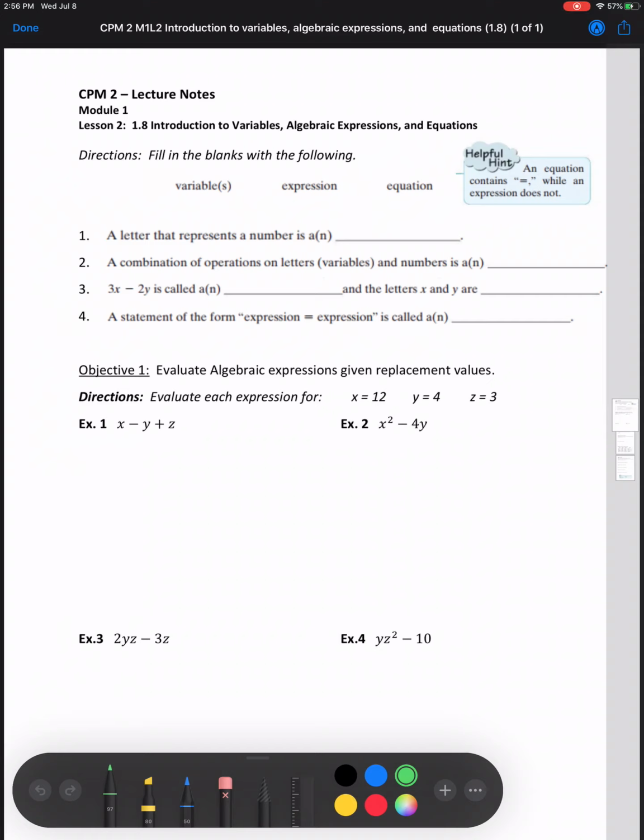Okay, so we're getting ready to do Module 1, Lesson 2, Section 1.8, Introduction to Variables, Algebraic Expressions, and Equations. For the first part, we're just going to fill out the vocabulary you'll see in this section, even though we'll talk through it more as we go through the lesson. Number 1, a letter that represents a number is called a variable.